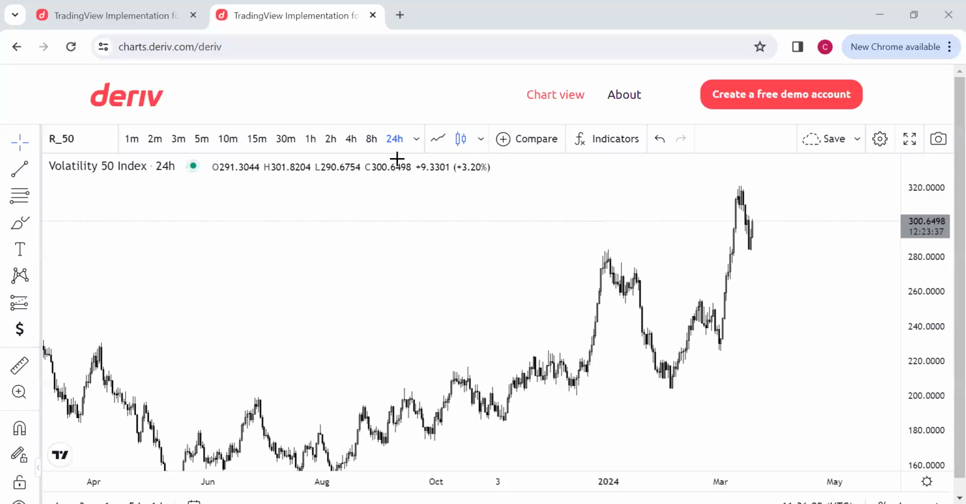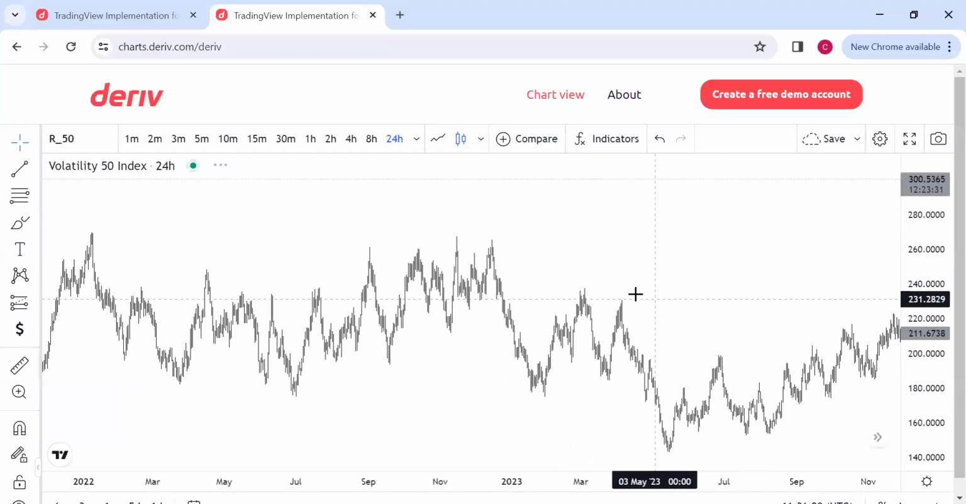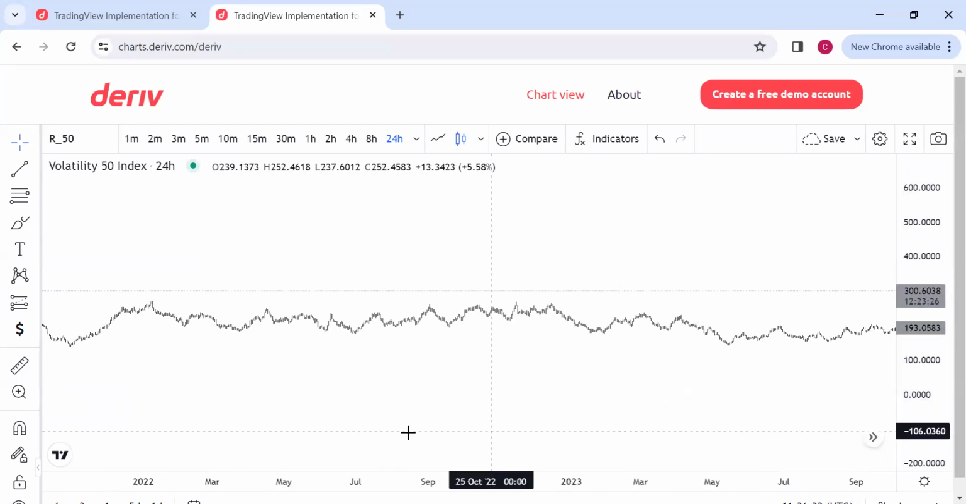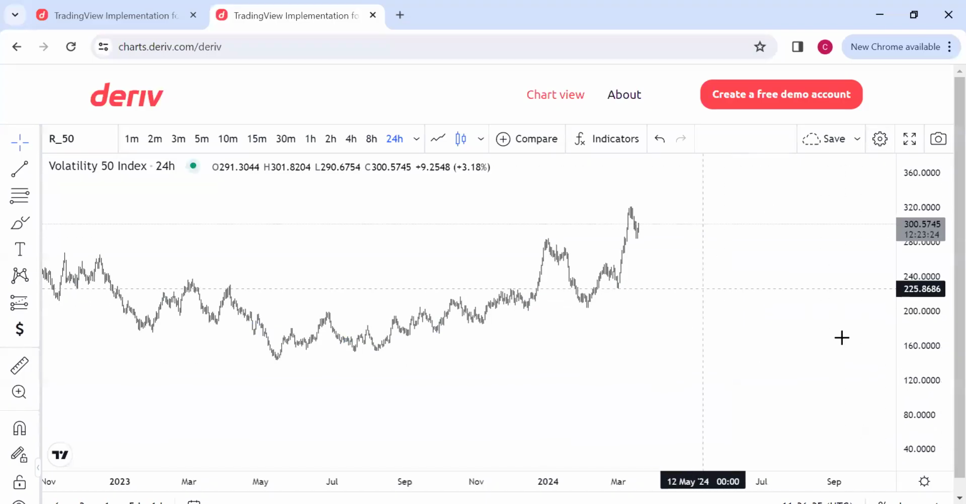How do you know a demand or supply level has been mitigated? It is obvious now. When price has wicked it out before, or maybe a candlestick has touched it before, that's how you know. V50 looks bullish to me.